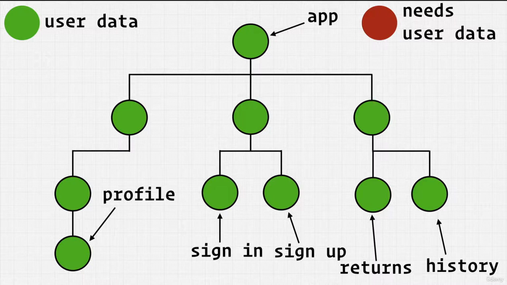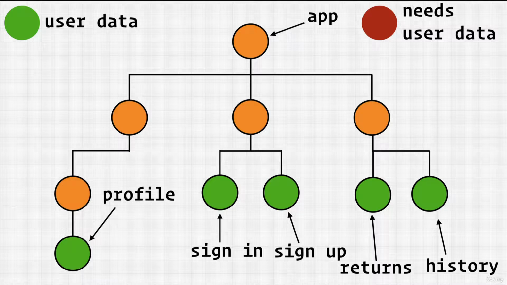But here, I hope you notice a problem. All of these orange nodes do not need the user data. All they serve to do is act as a traffic nodule almost. It's just a path that we have to pass user data through in order to get to the profile. And the way we pass it is we pass it through props.